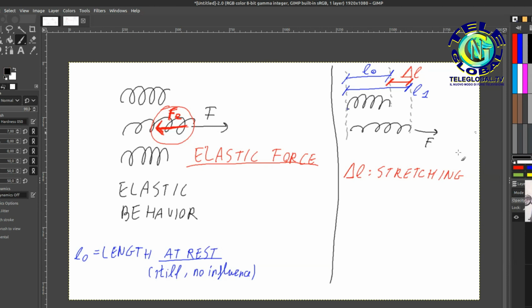And there is a simple physical law that relates the force you apply with the stretching you get.